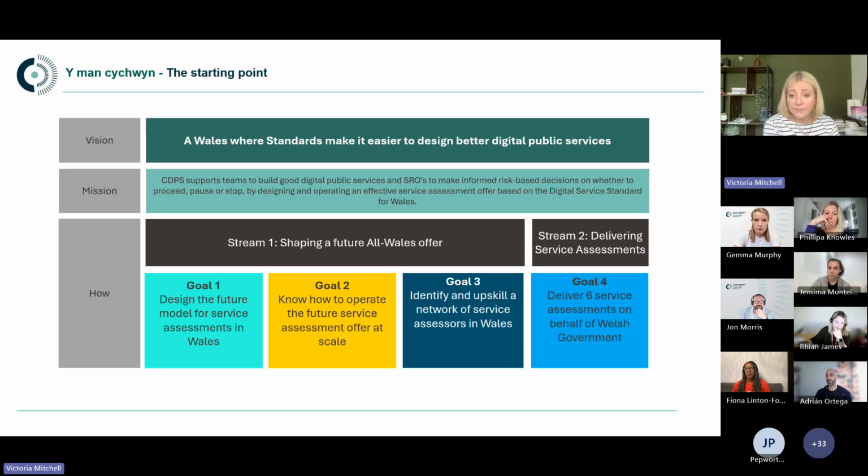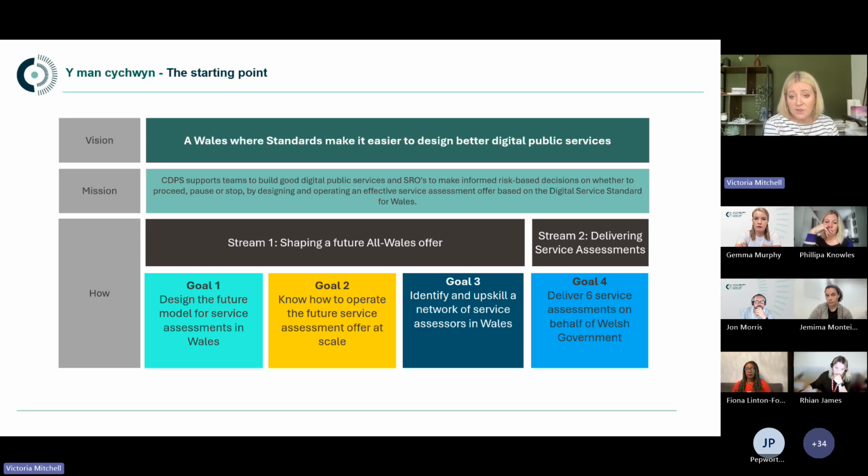Coming back to stream one, it's got 3 goals to achieve, and first was to design a model. So what does the future model for service assessments, what should that be? To know how to operate that model, and then finally to identify and upskill a network of service assessors for Wales. But actually, it's pretty challenging to deliver on the vision and the mission right now, because the digital service standard itself is not yet embedded.